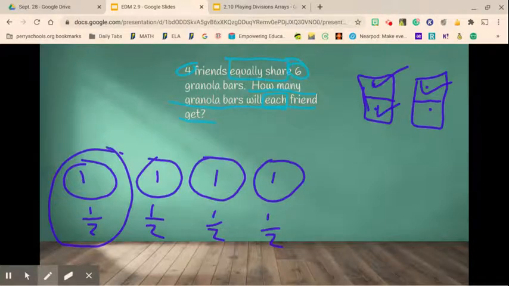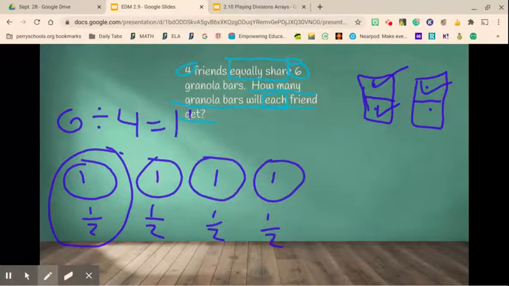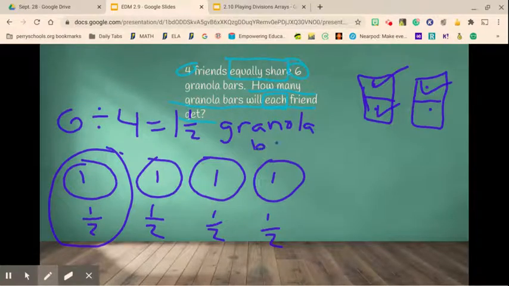So my number sentence, what I did was I divided the 6 granola bars. I'm going to start with 6 divided by 4, and that equals 1 and a half granola bars. So each friend will get 1 and a half granola bars. So this was the way that I split it.